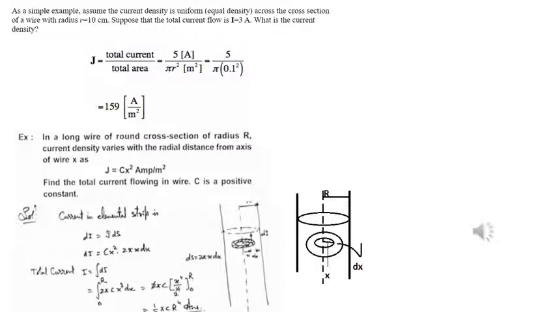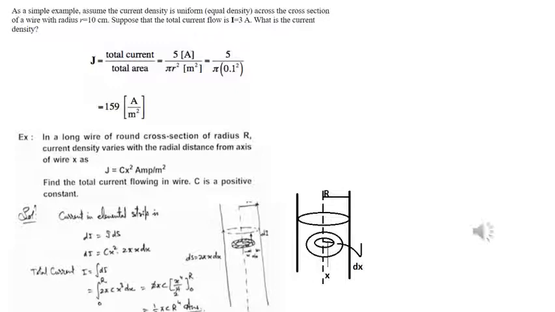Simple example to calculate current density. Current density we have to calculate in the above question, where the radius of the wire is 10 centimeter and total current flowing is 3 amperes. If we want to calculate J, then total current by total area, I by pi r square, cross sectional area, that is pi into 0.1 square, 159 ampere per meter square. Directly we can calculate current density. But let's see how the cases are to be solved when the current density is not uniform.